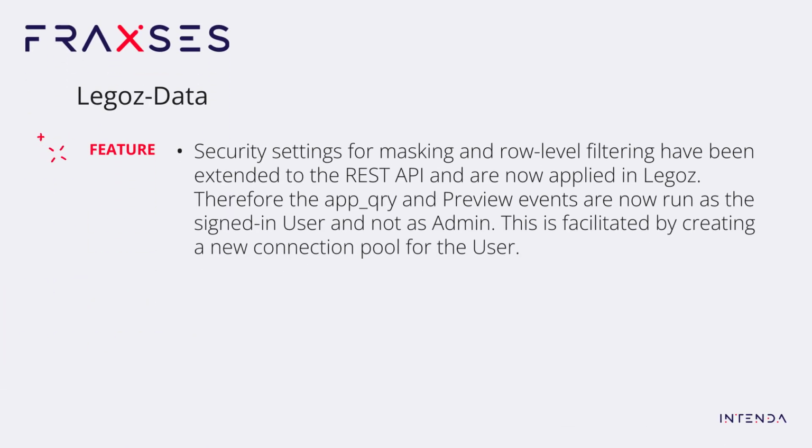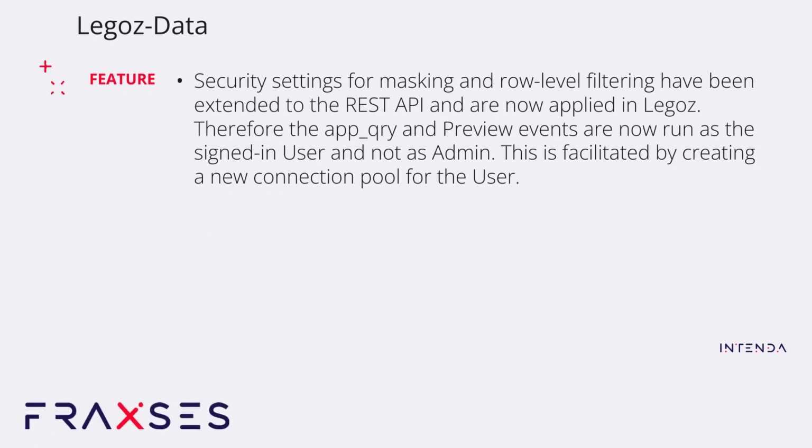Security settings for masking and row-level filtering, which were previously applied at query level, have been extended to the REST API and are now applied in Legos. This affects the app query and preview events, which results in data objects being run as the signed-in user and not as admin. This is facilitated by creating a new connection pool for the user.